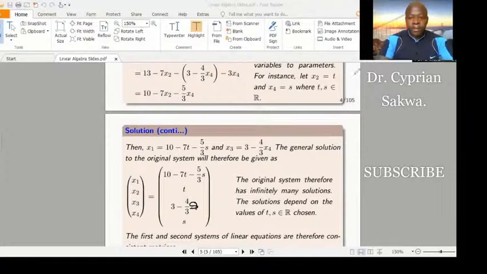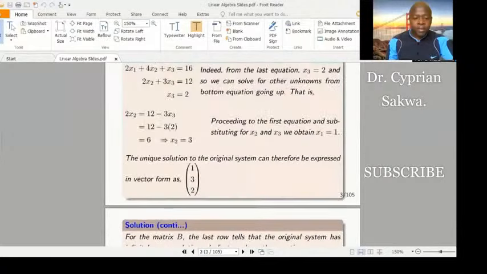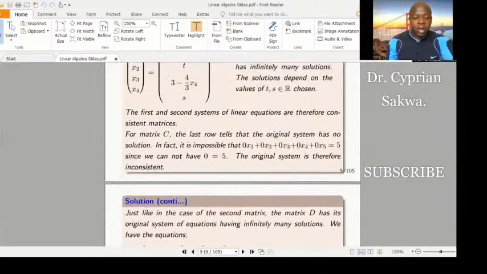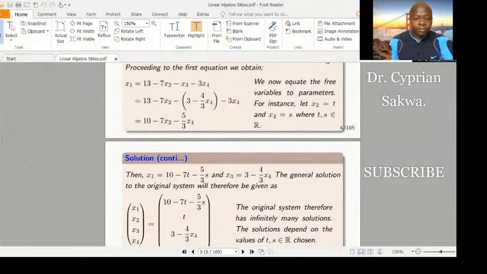Okay, that's good. Let's look at the other example. The other example was C. And for C, look at what we have in the last row. We have 0 plus 0 plus 0 plus 0 plus 0 equals 5. And that is not possible. We cannot have 0 plus 0 plus 0 plus 0 equal to a non-zero number. So that tells us that that system of linear equations has no solution. The original system has no solution. That is for C.